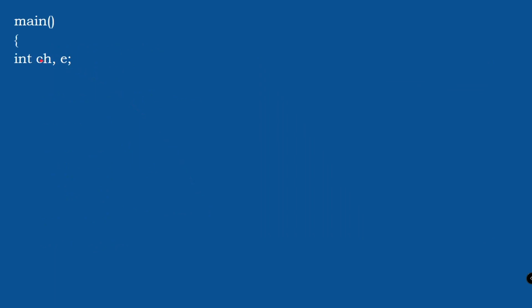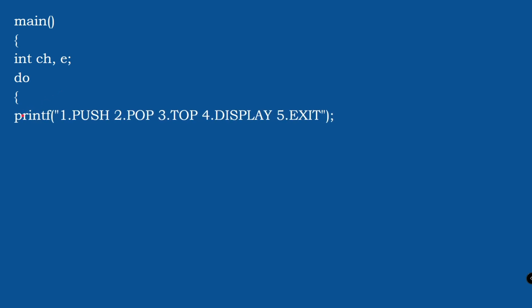int ch, e, we are defining two integer variables ch and e, and we start the do loop. This is a menu driven program which gives the menu as printf: 1 as push, 2 as pop, 3 is top, 4 is display, and 5 is exit. Okay, now let us get the input from the user. Enter your choice using this statement.